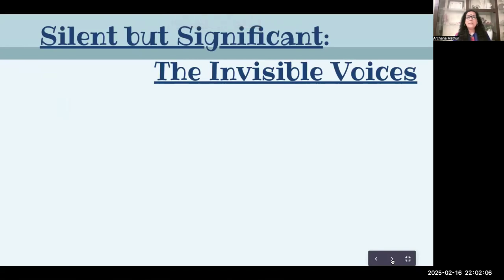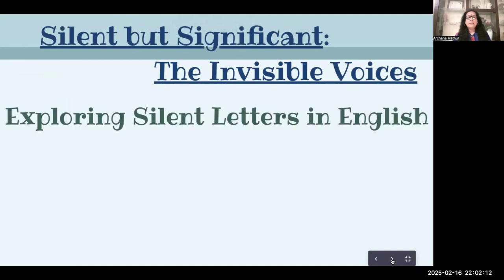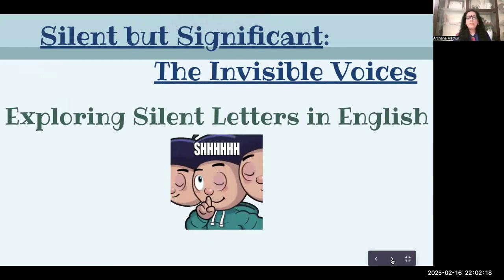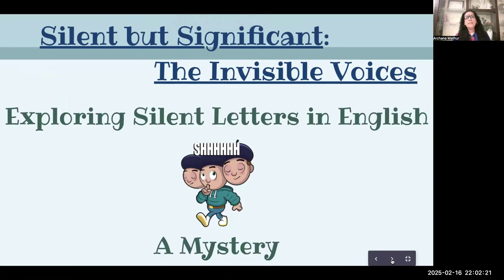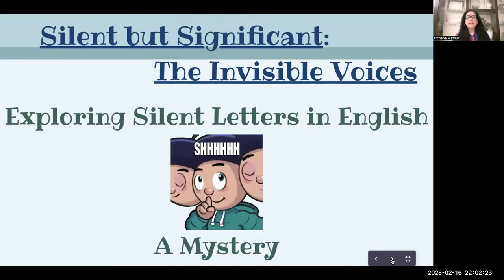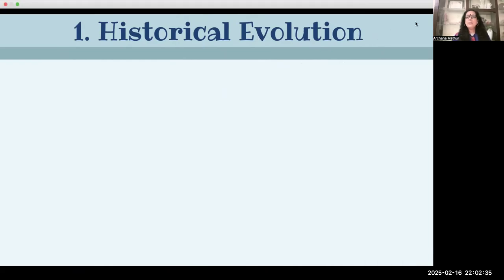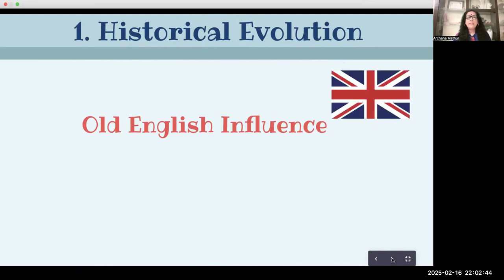Okay, silent but significant: the invisible voices. What are these? Let's explore the silent letters in the English alphabet and the mystery behind the usage of these silent letters in our language. Firstly, if we look at the history and evolution of these words, there are quite a few reasons, and I'm going to discuss them one by one.